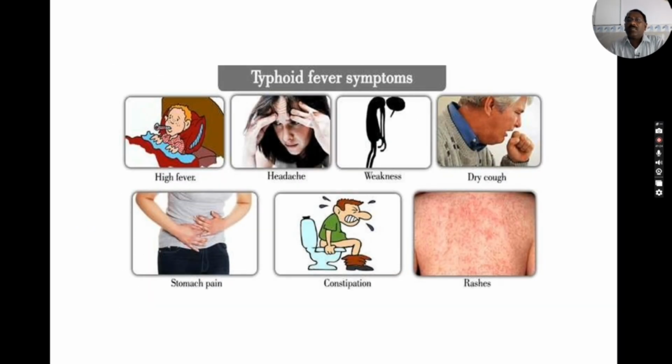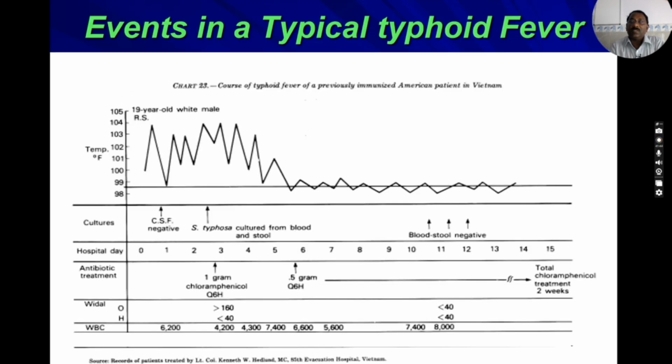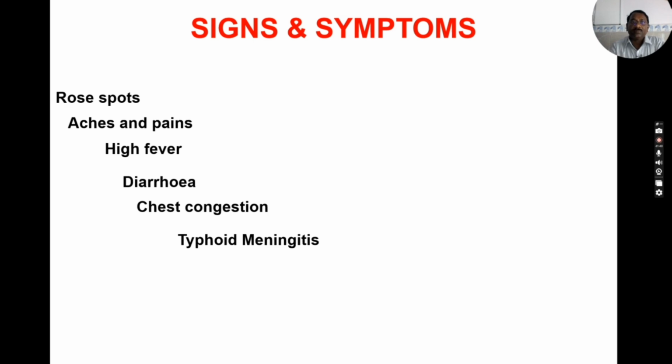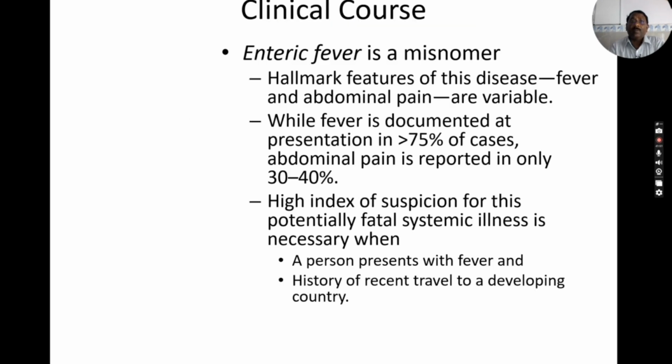So this is the diagnostic description of the symptoms: high fever, headache, asthenia, weakness, dry cough, abdominal pain, not stomach pain, abdominal pain, constipation or diarrhea, and rashes, your rose spots or papular rash. So this is typhoid fever, the fevers, these spots, symptoms.